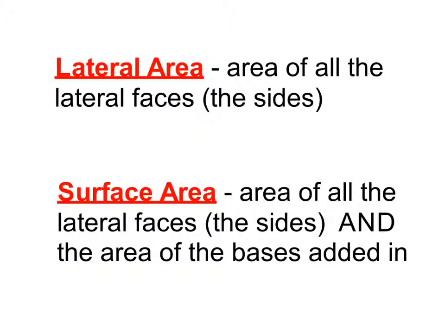Now, one of the things I should clarify before we get too deep into this, if they're asking you for the lateral area, that's going to be just the sides of it, and you don't have to add in the bases. So if they want the lateral area, you would just do the perimeter times the height and then be done. If they want the surface area, then they're going to want the whole shebang. They're going to want the perimeter times the height, but you have to add in the two bases. Pay attention to if they're asking for just lateral or if they want the full surface area.